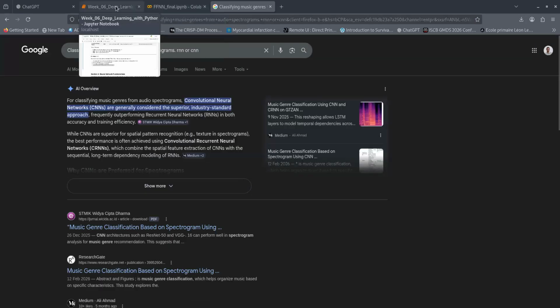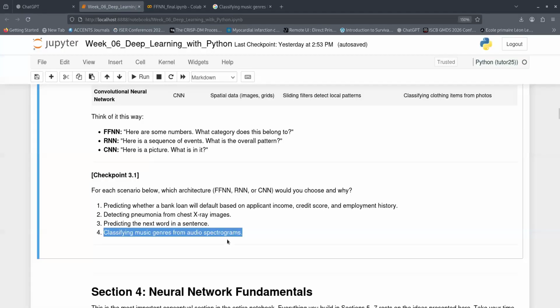So I think here you have, okay, let us examine a little bit. Here you want to classify music genres from audio spectrograms. Audio spectrograms are what? What type of item? Audio spectrograms are images, right? Isn't it?